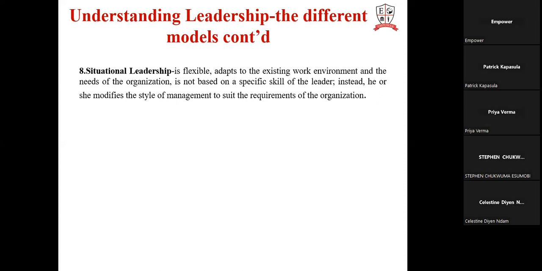Finally, we talk of situational leadership. This one is flexible and it adapts to the existing work environment and the needs of the organization. It's not based on a specific skill of a leader. Instead, he or she modifies the style of management to suit the requirements of the organization. So as the environment changes, the leader makes sure to adjust and adapt to such a new environment as well.